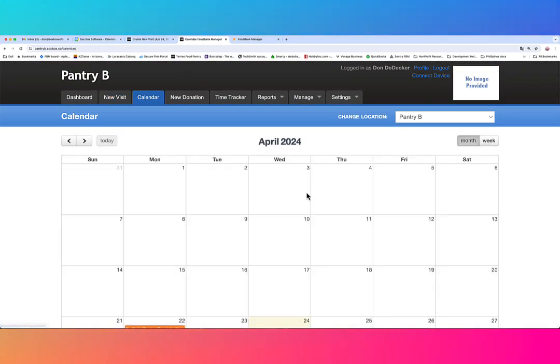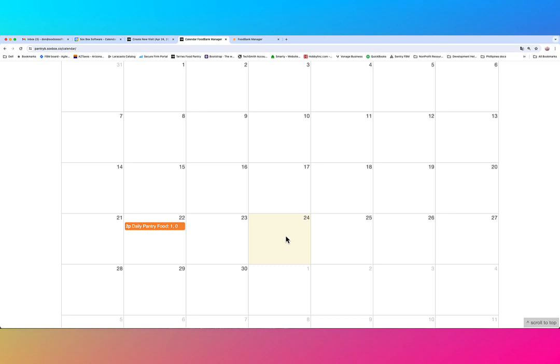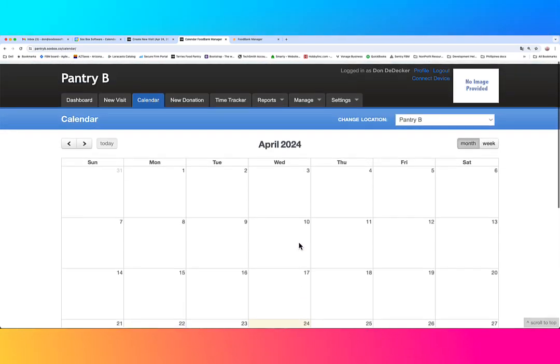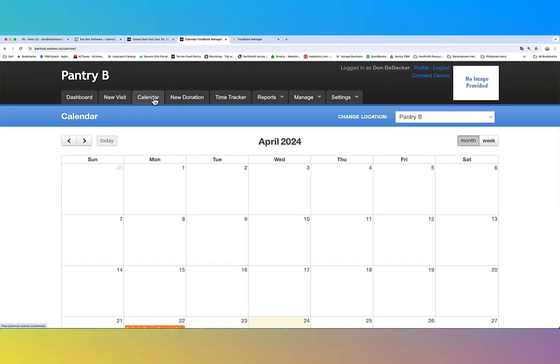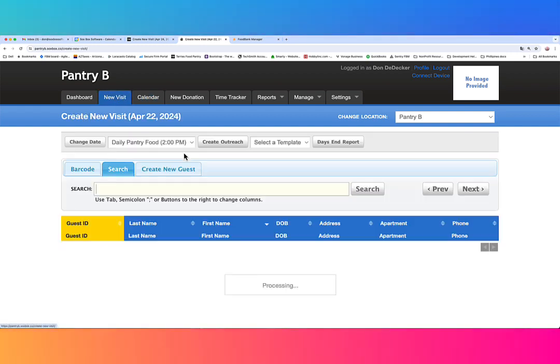So if I go to the calendar, April 24th, and as you can see, during this period, they've had 1 visit. Now remember, his visit won't show here because I'm in Pantry B. I'm not going to see Pantry A's data because we're private databases. So even though I don't see anything, and I have Dawn pulled up, let me look at what date I have pulled up here.